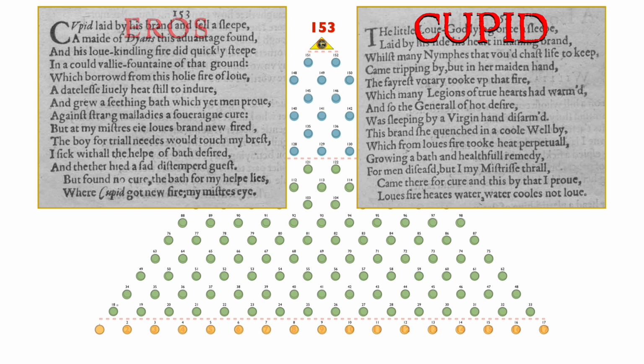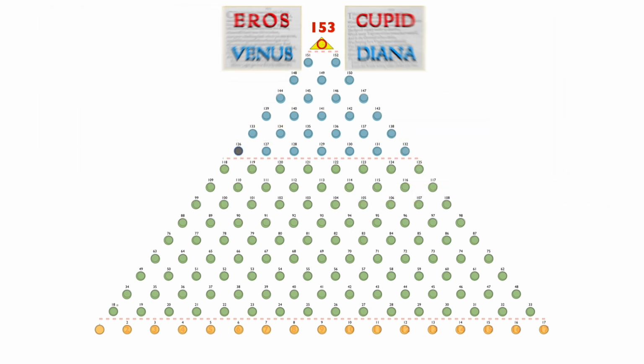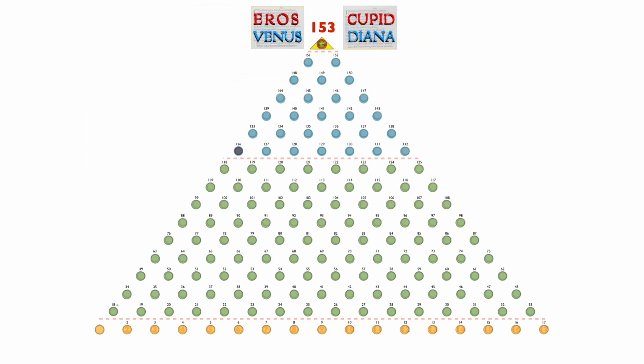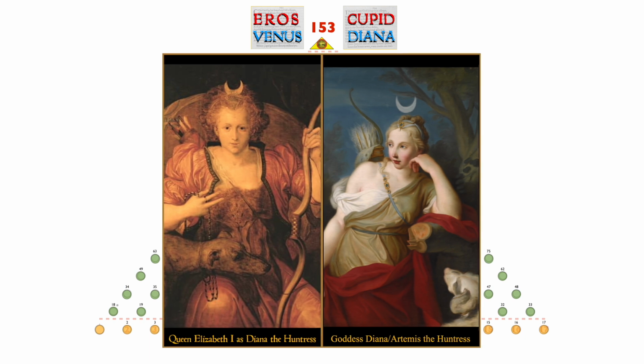Cupid is Eros. Eros is the son of Venus. Diana is the moon. Artists were constantly comparing Elizabeth, the Virgin Queen, to Diana. Here's a painting directly equating her with the goddess herself.